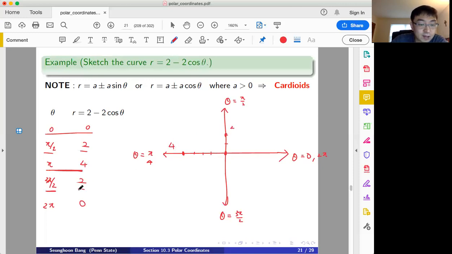Angle 3 pi over 2, length 2. Here, 2 pi, 0 again. You can connect these points in the shape of a heart. How can you make the heart? Like this. So we have it. This is the whole idea for sketching the graph.